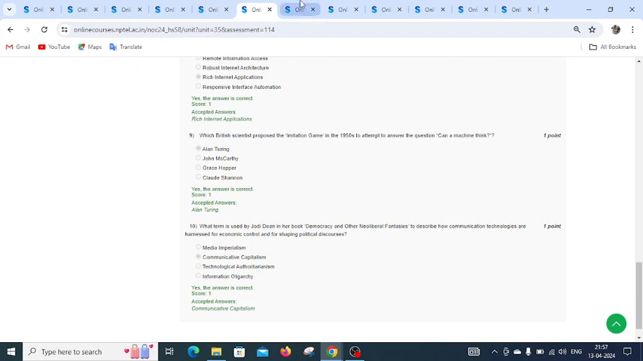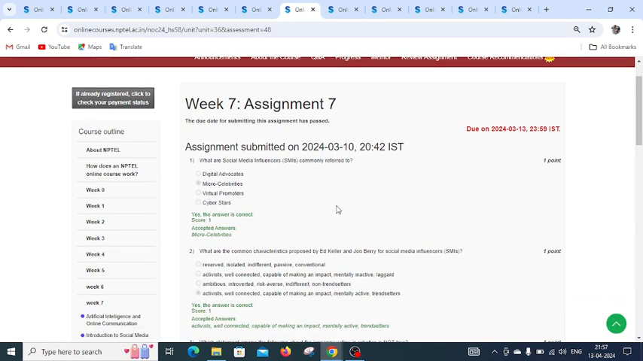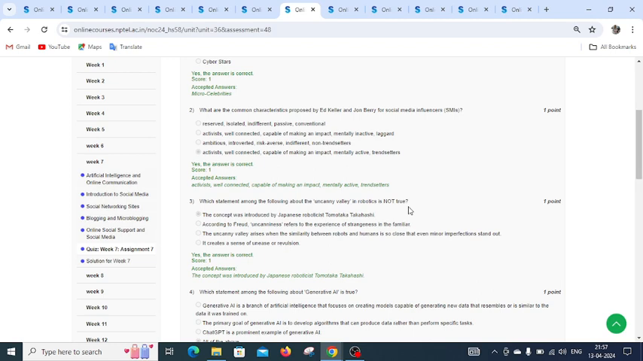Now moving to next assignment, week 7. What are social media influencers commonly referred to? That is your micro celebrities. What are the common characteristics proposed by Ed Keller and Jon Berry for social media influencers? Activist, well connected, capable of making an impact, mentally active, or trendsetters.